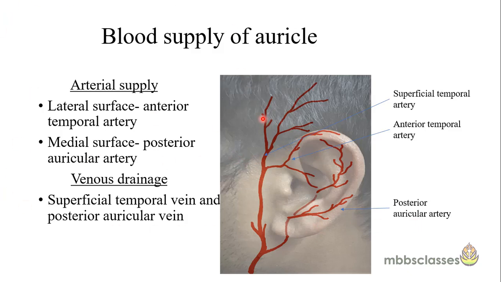Respectively, the veins follow the arteries and they drain into the superficial temporal vein and the posterior auricular vein, and ultimately they drain into the internal jugular vein.